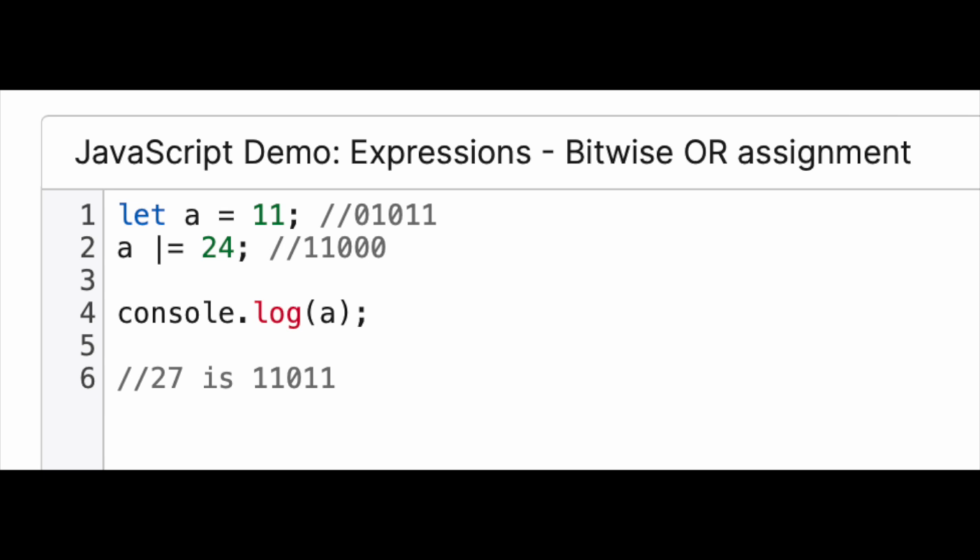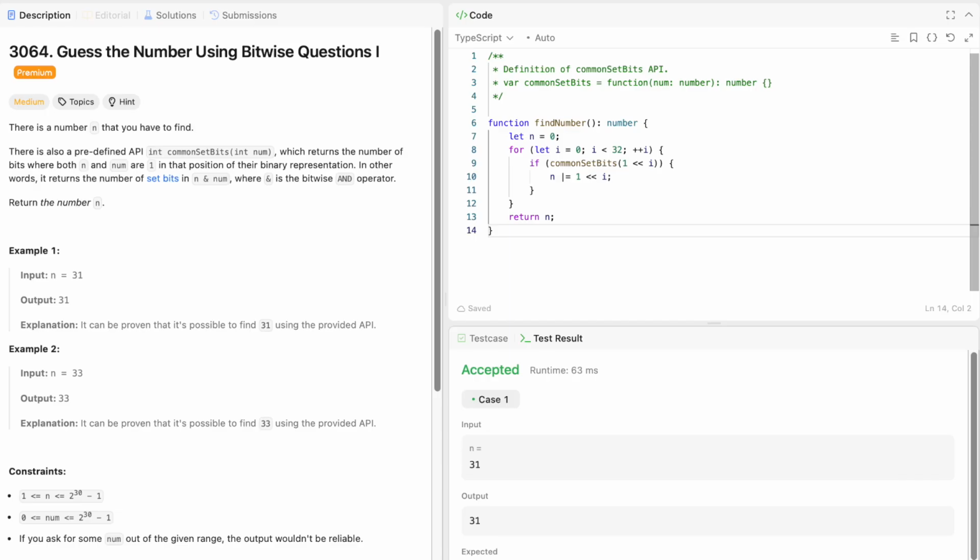It's like 2 and 1, right? So that's all that is meant by n or equals 1 left shift i, right? So that reaches the acceptance criteria in 63 milliseconds.